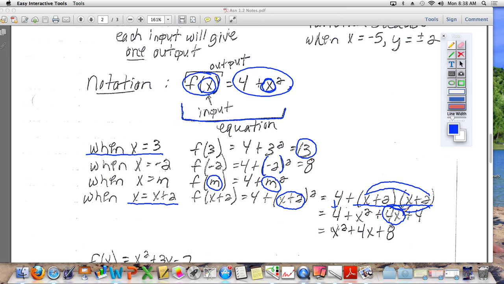How did I go from 4 plus x squared plus 4x plus 4 to x squared plus 4x plus 8? What happened between this step and this step? Yeah, combined like terms. So you've got a 4 here, that has to be combined with the 4 here, giving you an 8. So your final answer would be x squared plus 4x plus 8.